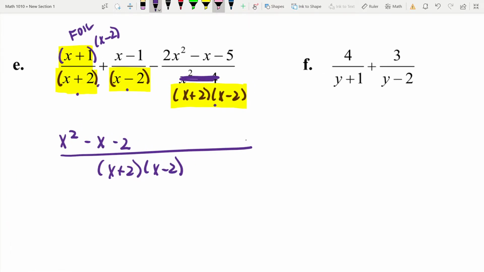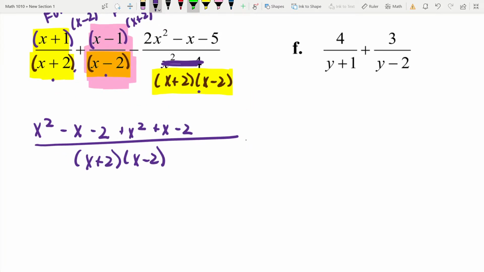Look at the second fraction. We're looking right here, the pink one. This guy has the x minus 2. It's missing the x plus 2. Put parentheses around the x minus 1 and write the word FOIL. When I FOIL that, I get x to the second. A plus 2x and a minus 1x gives me a plus 1x minus 2.